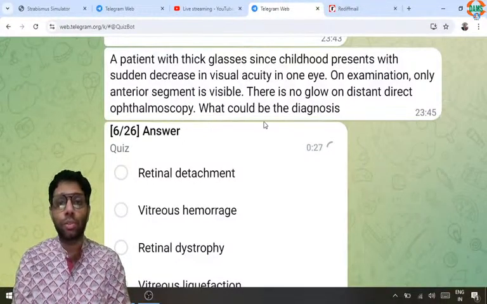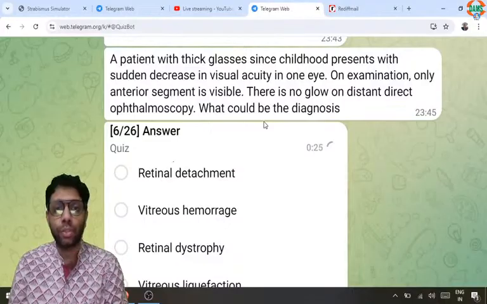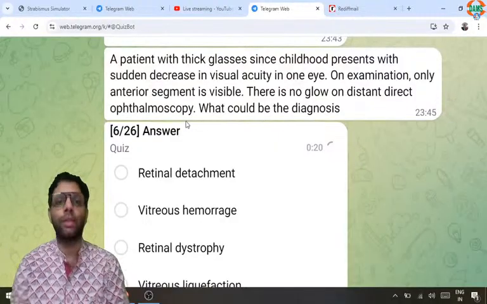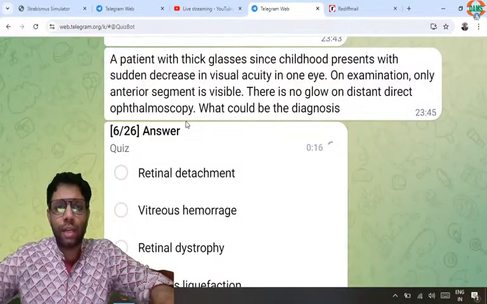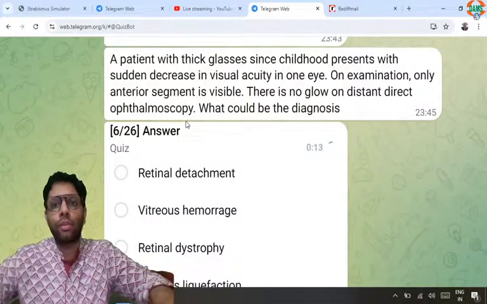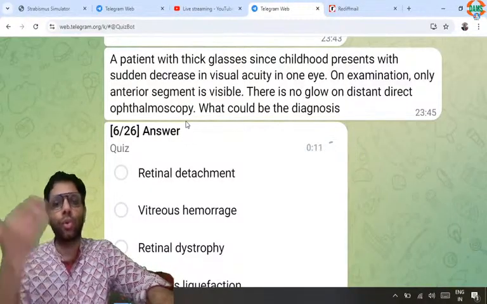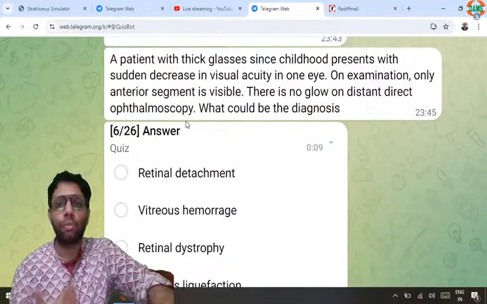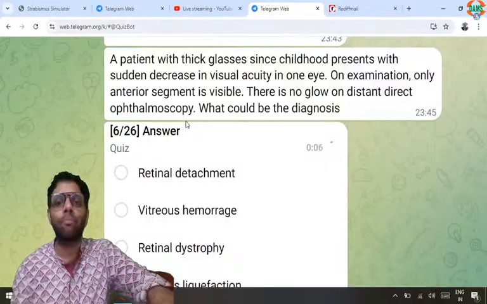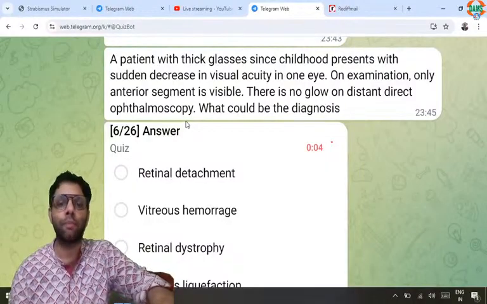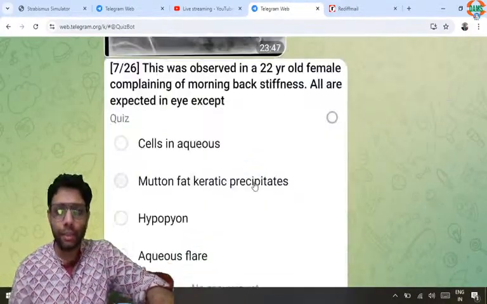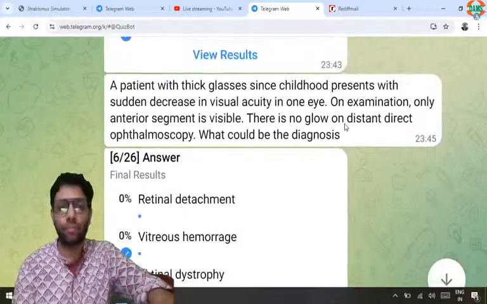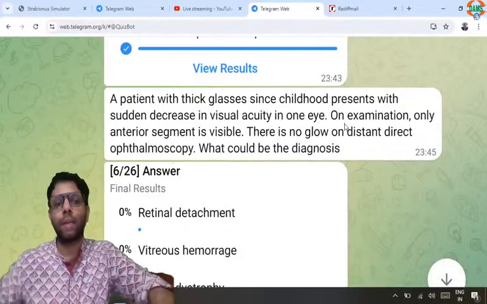Okay. Now this question, again a repeat question, retina detachment question, but the answer is not retina detachment. If you have answered that, it's because you have not read the whole question properly. Patient with thick glasses since childhood presents with sudden decrease in visual acuity. On examination, anterior segment is normal. No glow on distant direct ophthalmoscopy means there is no glow coming from the retina. If there is no glow coming from the retina, it means the media is hazy, that's why the retina cannot be seen. If the retina cannot be seen, you cannot answer retina detachment. This is vitreous hemorrhage.